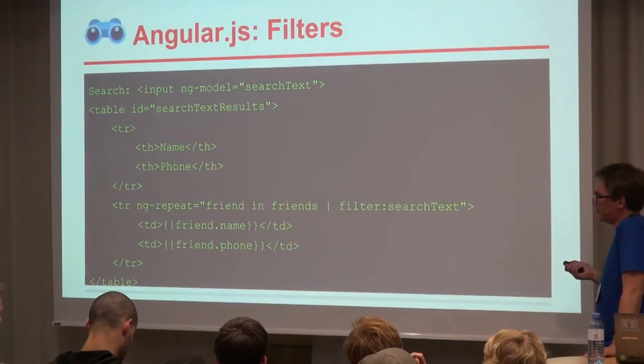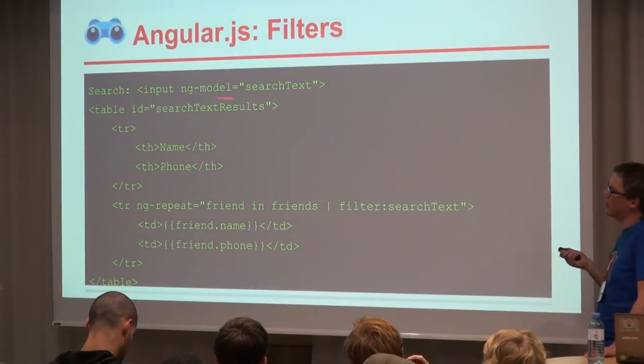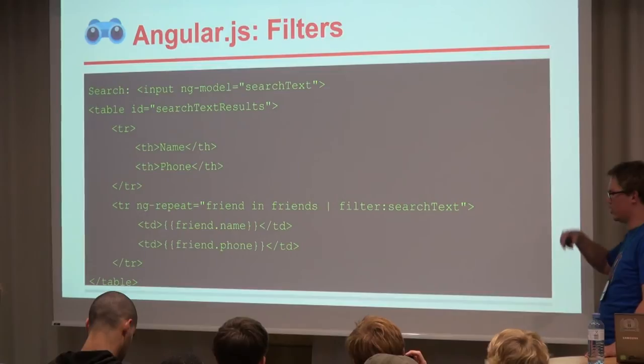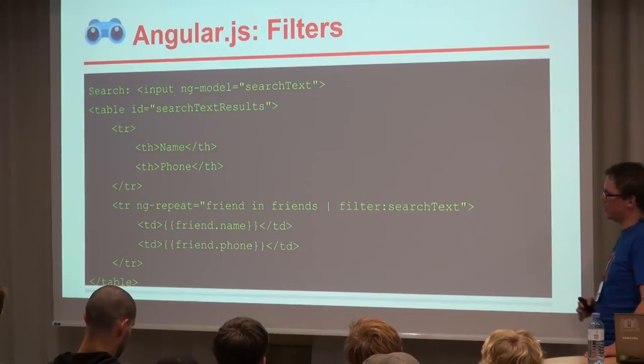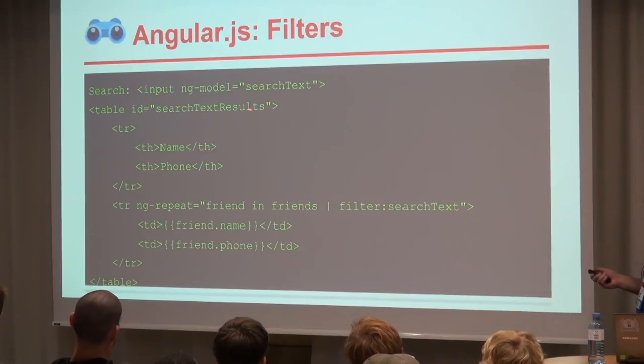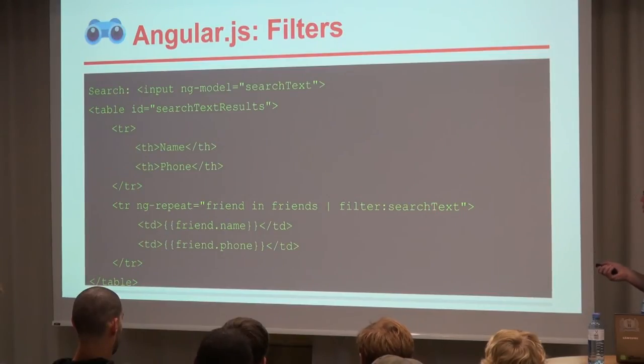And we define a filter, search text, here. As long as this input is empty, nothing really will happen. So I'll just see all the friends that are put in friends as a table row. But as soon as I start typing in this input and the model registers that the content has changed, the binding works, and the filter starts filtering the list and only outputs the friends that match parts of the search text.